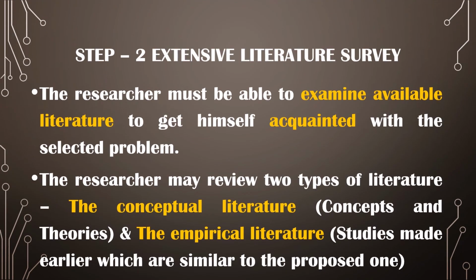Step 2. Extensive literature survey. The most important part of research is an extensive literature survey, which has to be done by the researcher. So what is a literature survey? A literature survey is nothing but examining the available literature pertaining to the areas of research of the particular researcher, and also this would help the researcher to gain acquainted knowledge of the selected problem. There are two types of literature that we have. One is the conceptual literature, another one is the empirical literature. Conceptual literature is about the concepts and theories, and empirical literature is about the studies which were made earlier, which are similar to the proposed one.